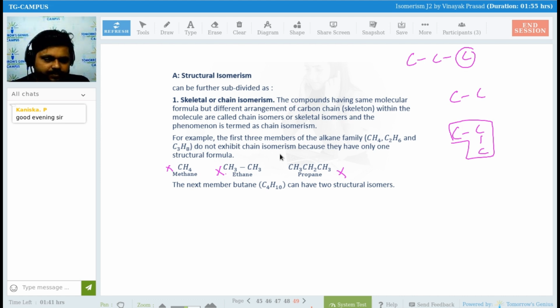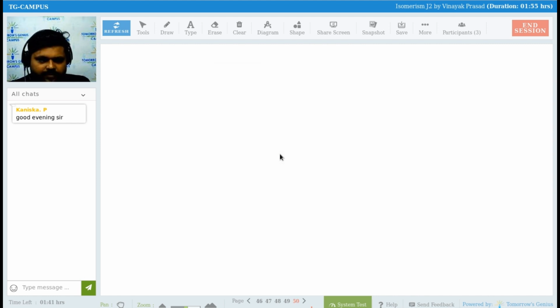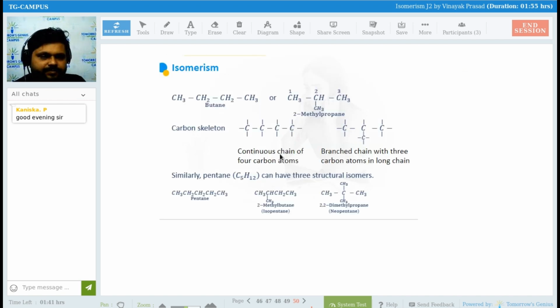Now see in this case, what has happened? Butane, 1, 2, 3, 4 carbon is there, right? So if 4 carbon is there, as I have just explained, I will be taking this carbon to this position, right? So there will be a structural isomerism for this butane.